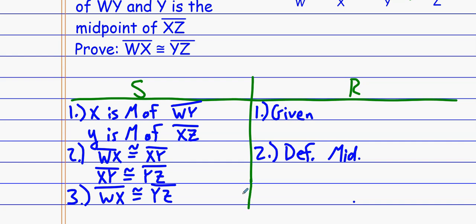But now what's the justification here? Look at the previous two steps. WX goes to XY, XY goes to YZ, so WX goes to YZ. Hopefully you can see it. That's the transitive property. Okay?